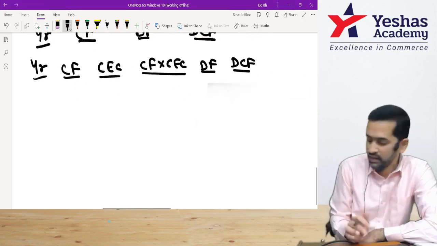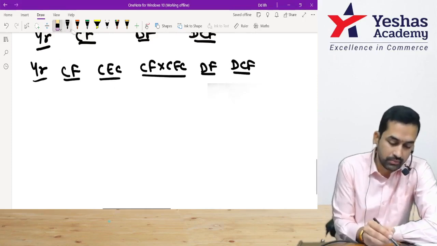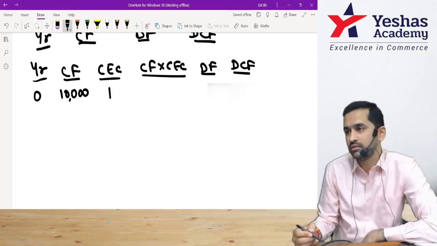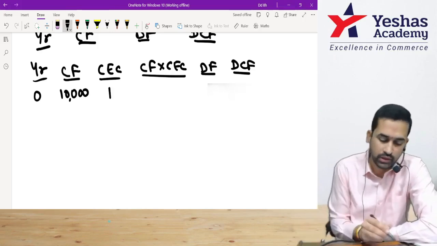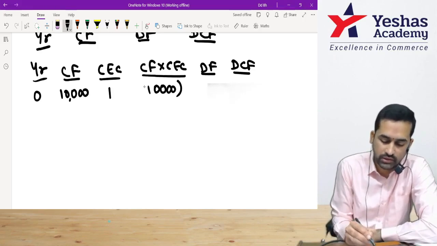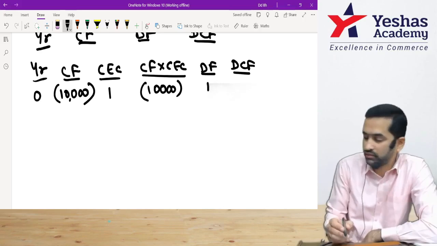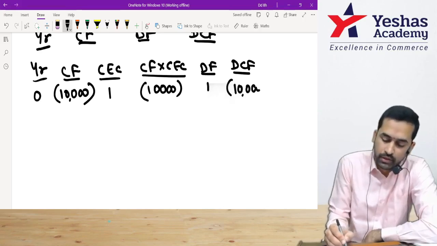So basically, year 0, I am going to spend 10,000. What is the certainty that this will happen? 100%, which is 1 right now. Therefore, 10,000 into 1, 10,000. This is negative because it is an outflow. Discounting factor for year 0 is always 1. Therefore, the outflow will be 10,000.